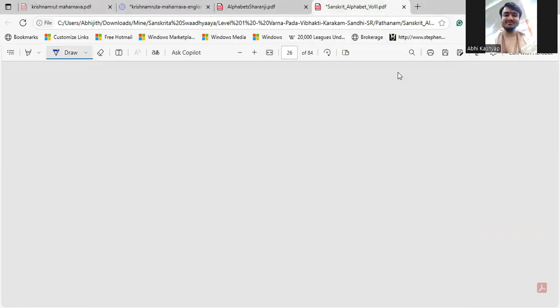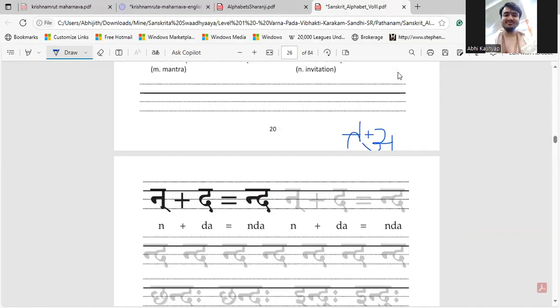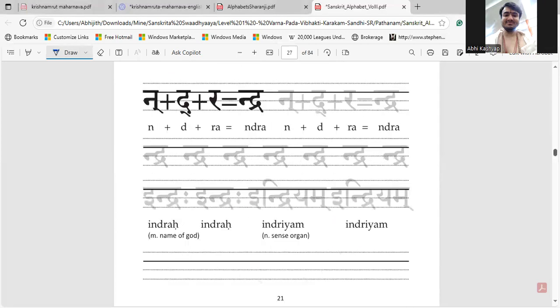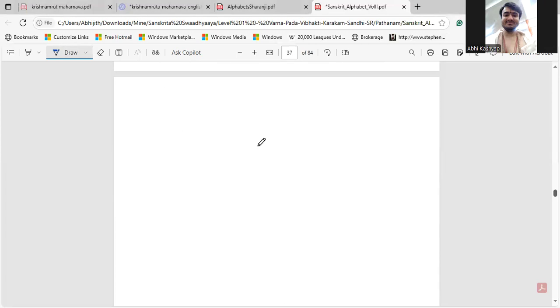So we know that Sanyukta Aksharas are two or more Vyanjanas coming together. Now, what happens for Hakara, be it a primary Vyanjana or a secondary Vyanjana? That means it can come in the end or it can come in the beginning.